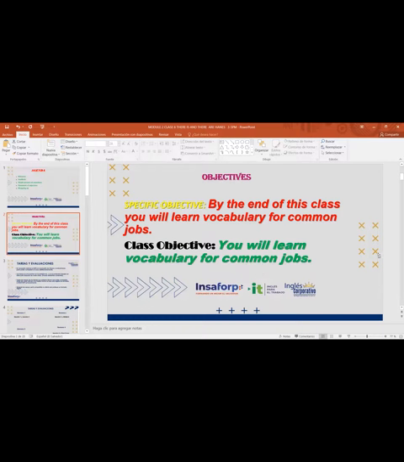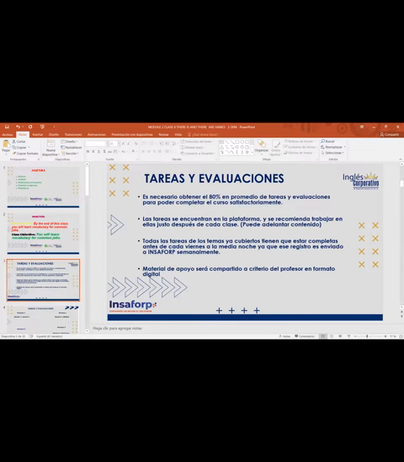Thank you so much. Very well. So here we go. Remember, class, that as Glenda helped us reading today, as a specific objective, by the end of today's class you will learn vocabulary to form common jobs. And the class objective is you will learn vocabulary for common jobs. If you remember, in the previous class, we studied about professions and occupations topic, okay?